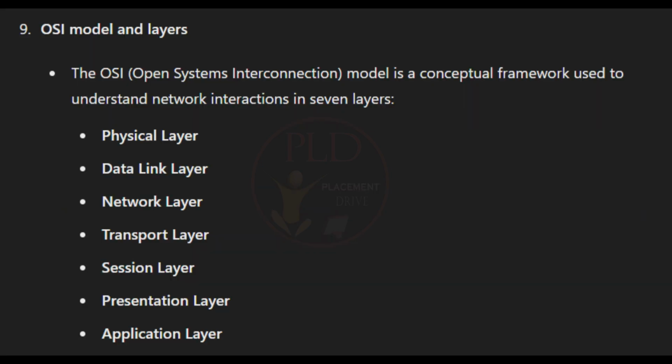And the ninth question is OSI model and layers. The OSI, that is Open System Interconnection Model, is a conceptual framework used to understand network interaction in 7 layers. The 7 layers are physical layer, data link layer, network layer, transport layer, session layer, presentation layer, and application layer.